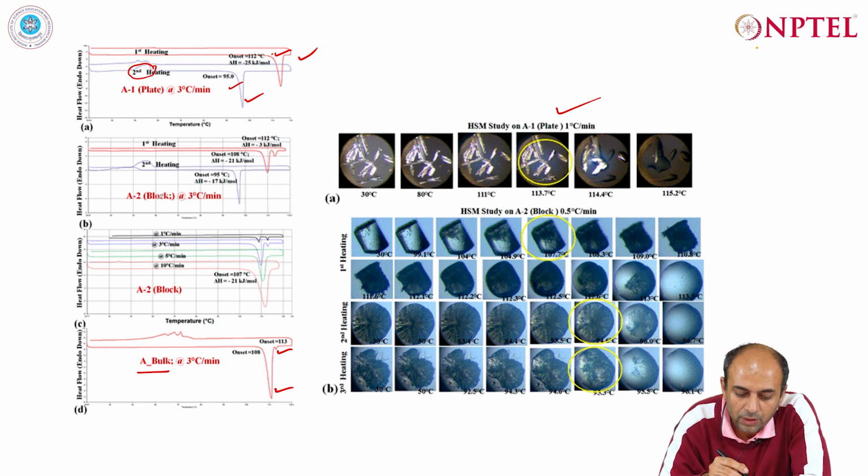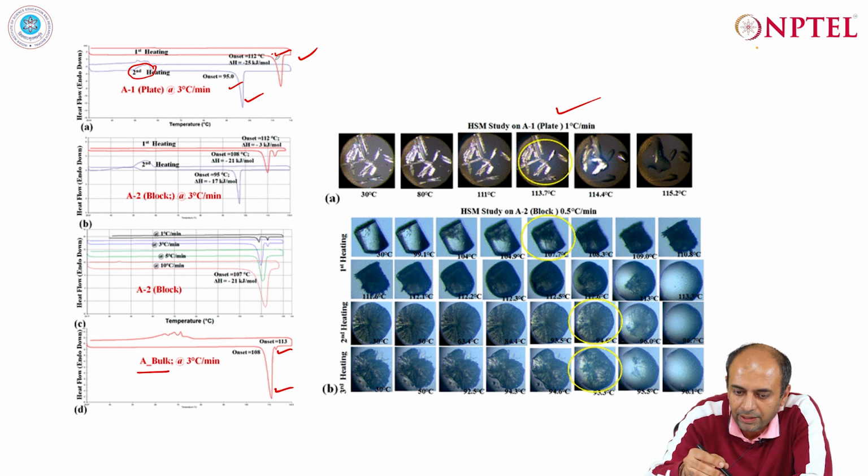Along the same lines, we took the block form and did the DSC experiment in the first heating cycle. Now, this was done at 3 degrees centigrade per minute. We maintained the same scan rate, and we observed that there is first an endotherm at 108 degrees centigrade, followed by another endotherm at 112 degrees centigrade. So, this indicates that there is a possible phase transition at 108 degrees centigrade, which then converts into a new phase which melts at 112.